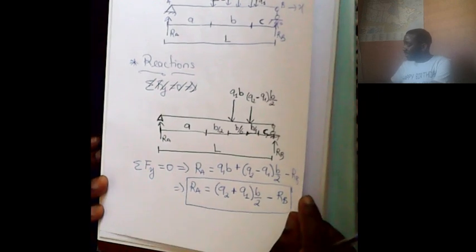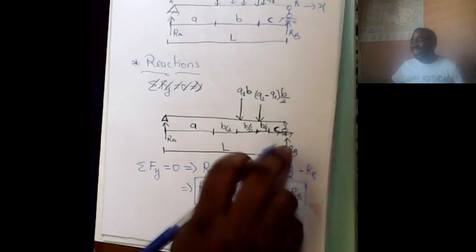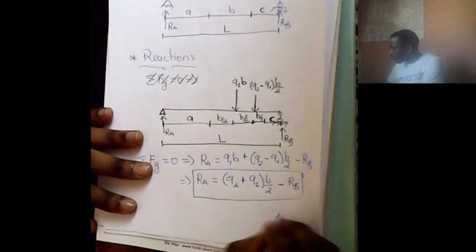Good. The next thing we want to do is to calculate RB. So, RB will actually be from the sum of moments around A has to be equal to 0. So, this is page 5. Sum of moments around A will have to be equal to 0. What are the ramifications?